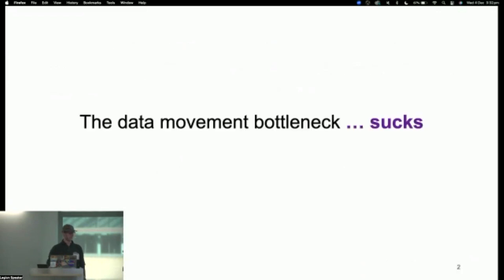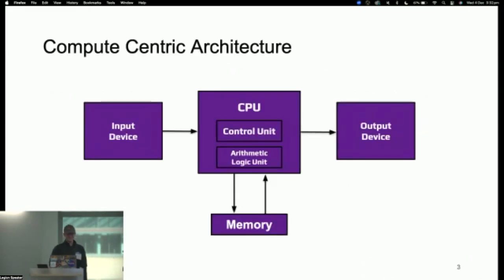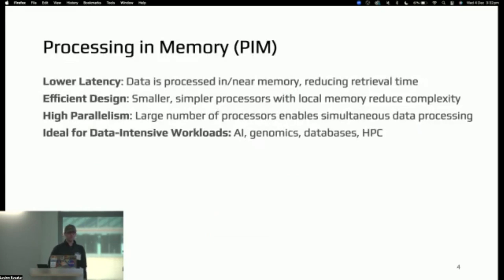But this talk is really focused on the data movement bottleneck. It kind of sucks. So you have your typical compute-centric architecture, and what this talk is discussing will disrupt that and do some compute within the memory sector. So what exactly is processing in memory?